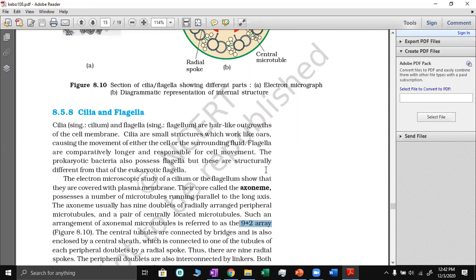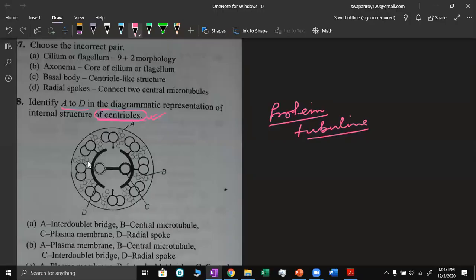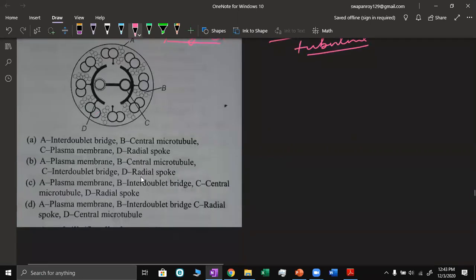So the eukaryotic flagella structure is 9 plus 2. Prokaryote is different. So eukaryotic flagella are different. So here, actually, this is not centriole, this will be flagella. All right, this question you can change a little bit.